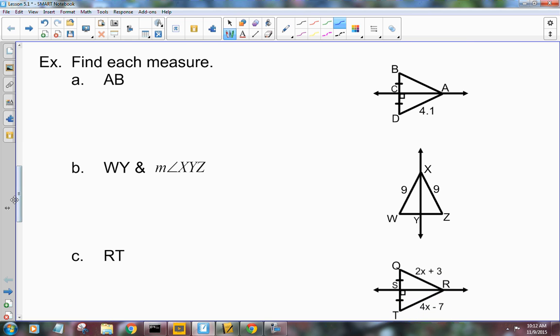Okay, so let's do a couple of examples. It wants us to find the length of AB. What's the length of AB? 4.1. How do we know that? A is equidistant to both of those, but how do we know that? A lies on the perpendicular bisector, doesn't it? And if A lies on the perpendicular bisector, it is equidistant to both of those endpoints. Okay? And we got that from the perpendicular bisector theorem.